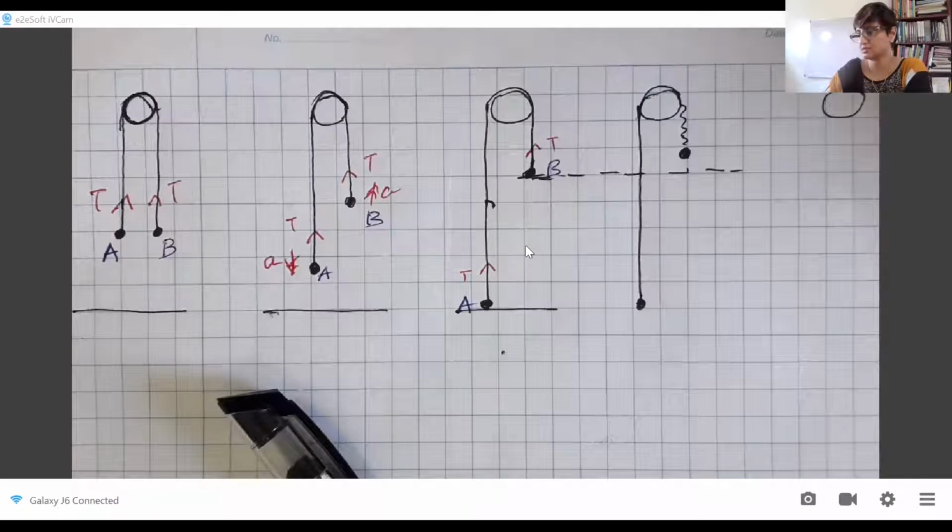Do you see what I'm drawing? No, you're not seeing what I'm drawing. Let's wait a moment.